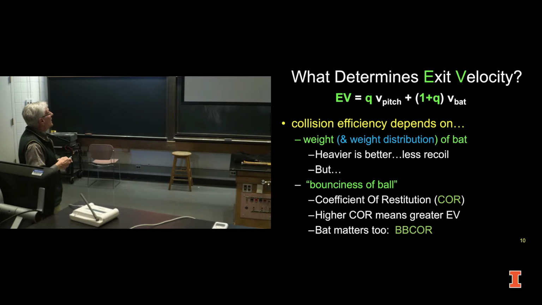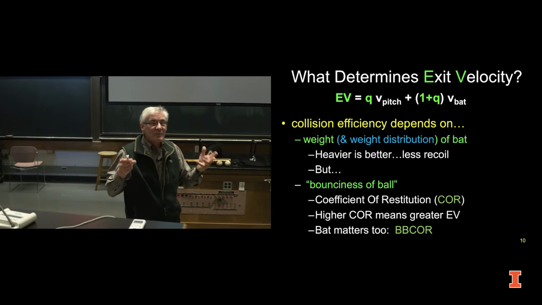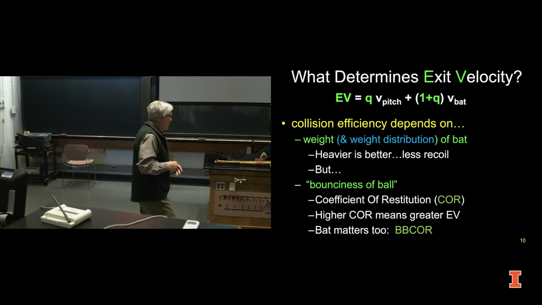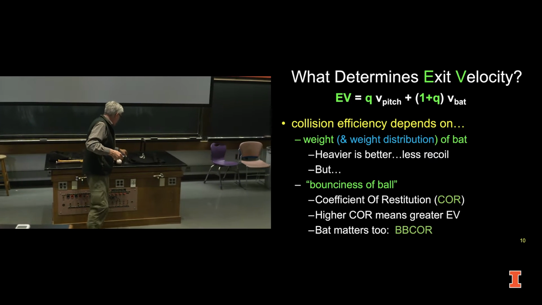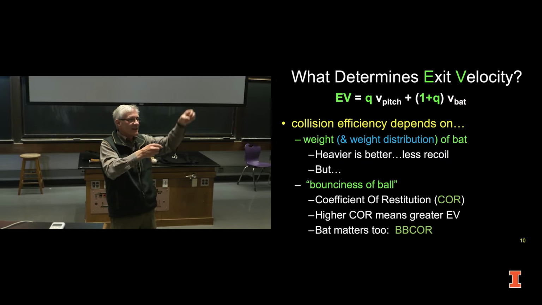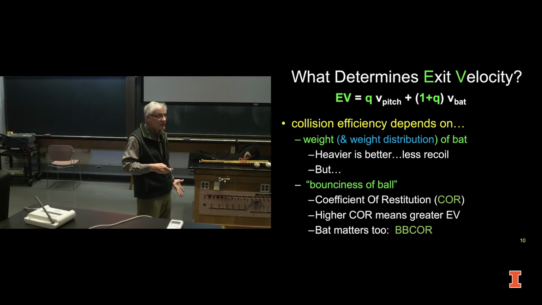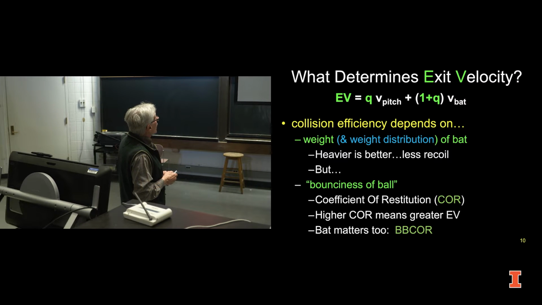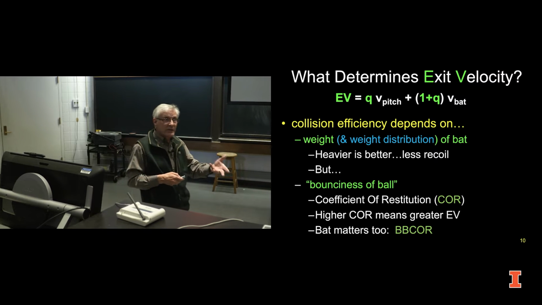The part that interests me most is the bounciness of the ball, the thing we were just talking about. I like to call it bounciness, but it has a technical name. It's called the coefficient of restitution. It's a number between 0 and 1 that characterizes how high the ball bounces, okay? So a super ball has a coefficient of restitution of about 1. And if I took a clay ball, something made out of clay, and just dropped it, it would just hit and not bounce. It would have a coefficient of restitution of 0. And the baseball is halfway in between. It's about 0.5. So higher coefficient of restitution means a larger collision efficiency and therefore greater exit velocity.